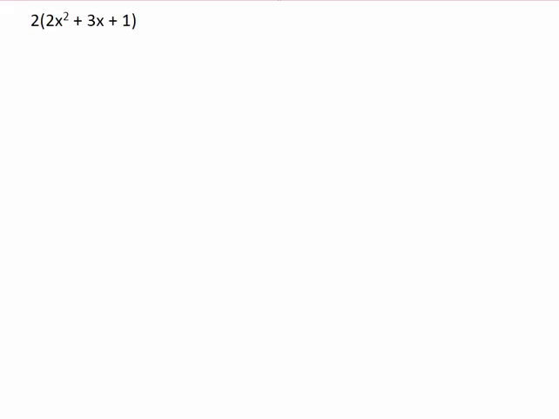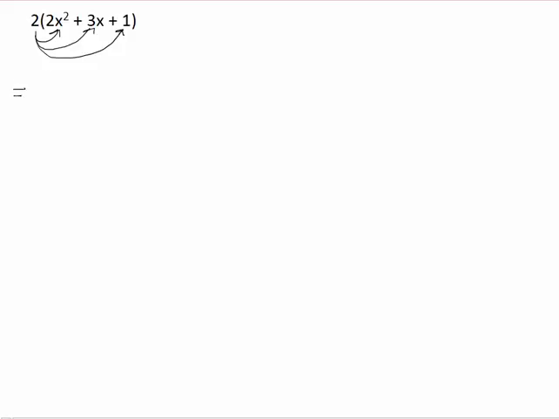Our second example here is 2 times a polynomial, 2x squared plus 3x plus 1. So again, to get rid of those brackets, the first thing we have to do is our distributive property. So 2 times each of the terms within the bracket. So 2 times 2x squared, 2 times 3x, and 2 times 1.